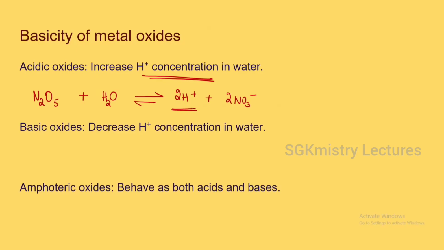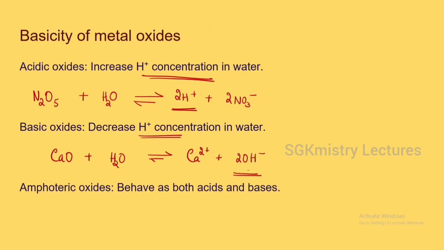So overall, there is a decrease in the H plus concentration when these oxides are dissolved in water. Let us take the example of calcium oxide. In the presence of water, you're going to get calcium ion along with OH minus. As I already told, OH minus ions can combine with H plus to form water. So overall, there will be a decrease in the H plus concentration.